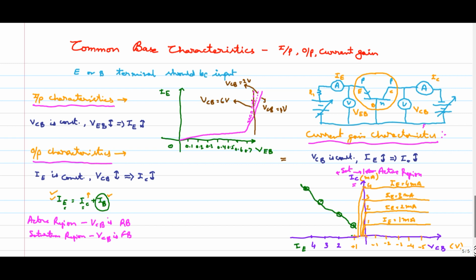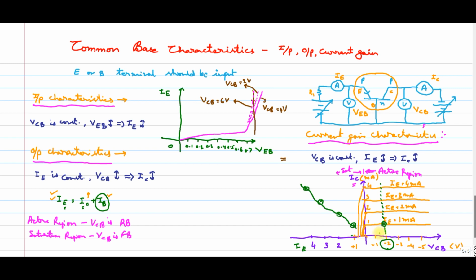Then how do we capture it from the output characteristics? These are the output characteristics. How do we capture the current gain characteristics from the output characteristics? To capture this, we need to identify a fixed VCB. Let me take VCB equal to minus 2 volt. Then just drop a line on top of it and identify the values here.